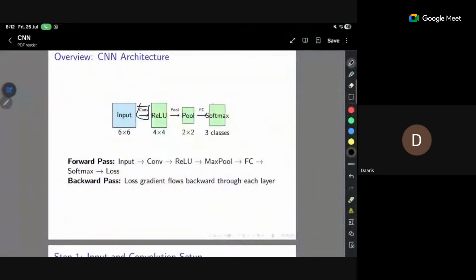And then let's say some input was there. We apply some convolution. So you'll get some output, which is 4 cross 4. You apply ReLU on that. Then you apply pooling layer. So you get what is pooling output. Then you flatten it and you apply softmax on that. That is a simple architecture you can see.